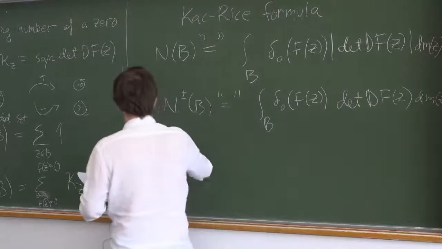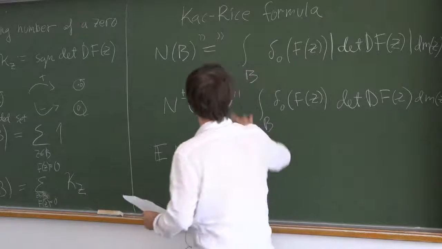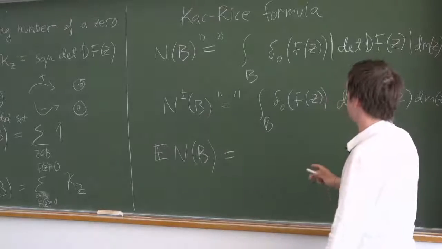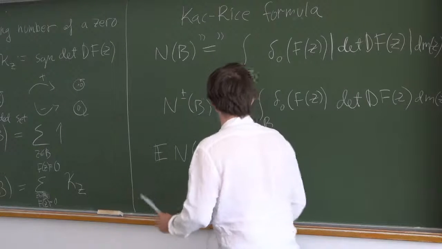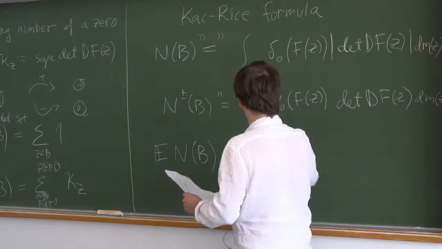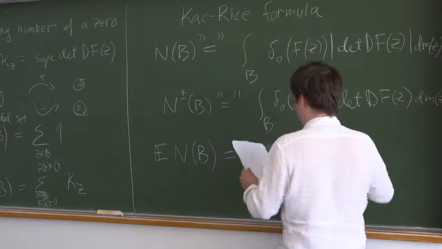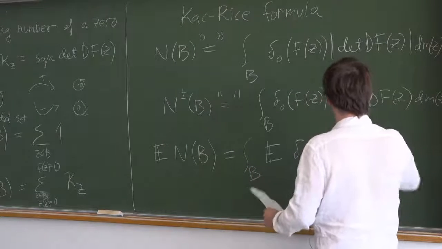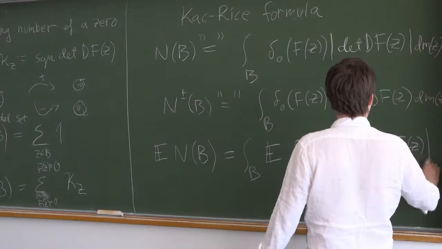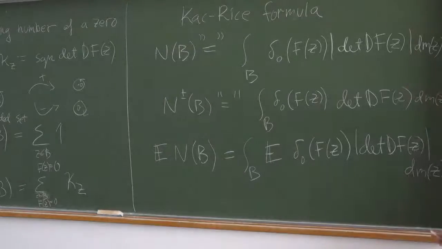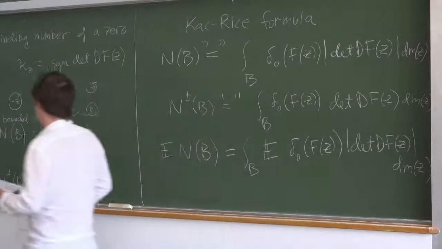So, for example, the expectation of NB is going to be the expectation of that, and then we commute the integral with the expectation. So then this is the integral over b of the expectation of delta naught Fc times this. Okay. So this is already a little bit better.